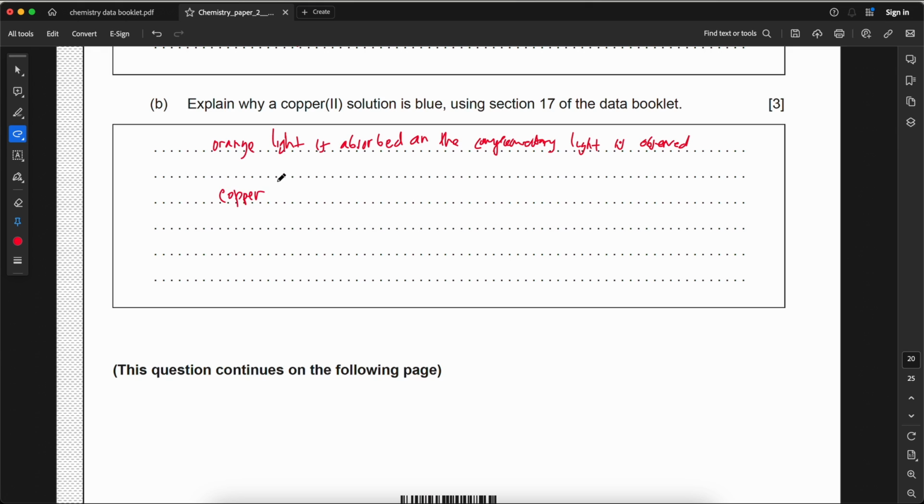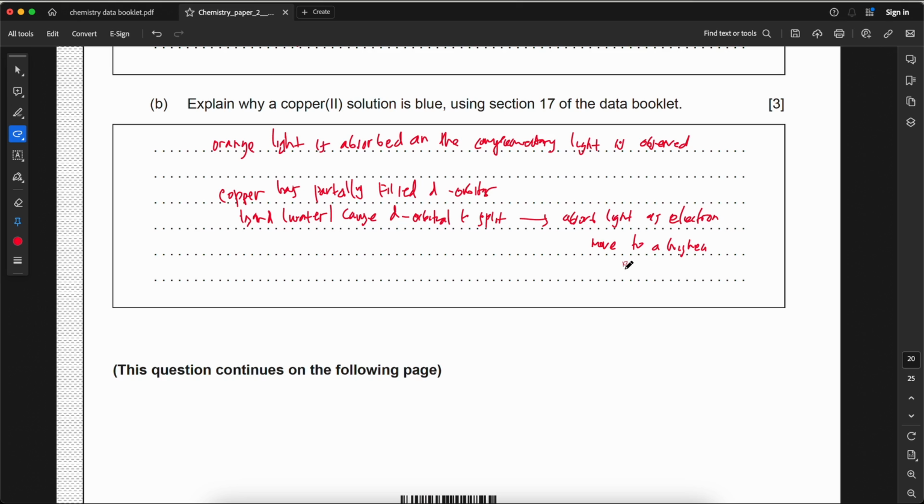Copper also has partially filled d orbitals. So ligands, or water here because it's a solution, cause the d orbitals to split, so it absorbs light as electrons move to a higher energy orbital. Okay.